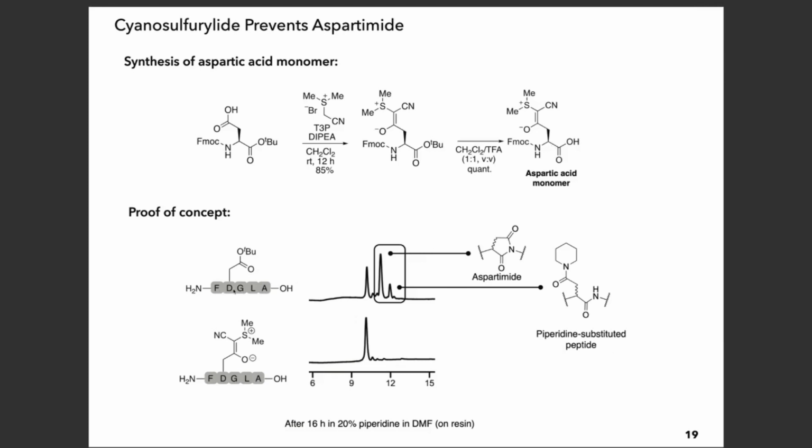And so if we just take a very simple model peptide with the tert-butyl group here and incubate that with piperidine, what we see is it very quickly becomes messy via the intermediacy of aspartimide. However, if we take our sulfur ylide variant, we can incubate this overnight with 20% piperidine, and we don't see any breakdown of the cyanosulfur ylide. This is a completely stable peptide.